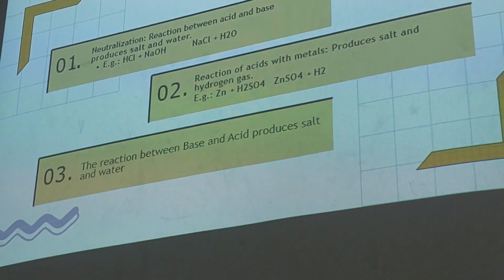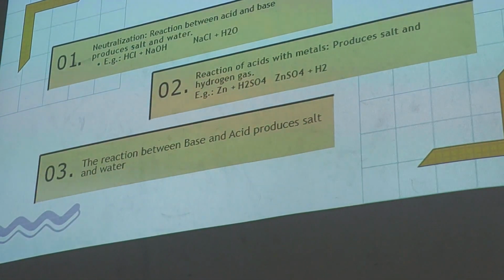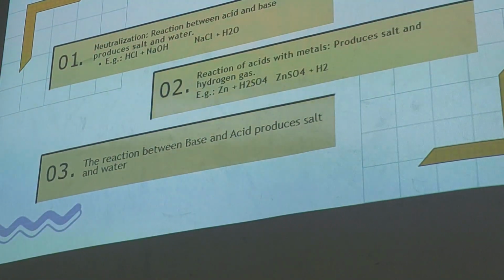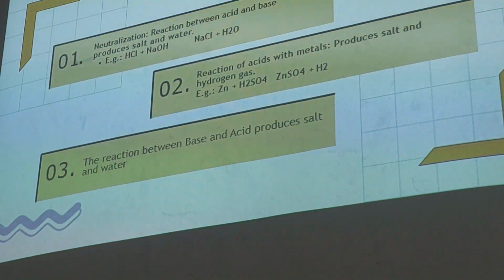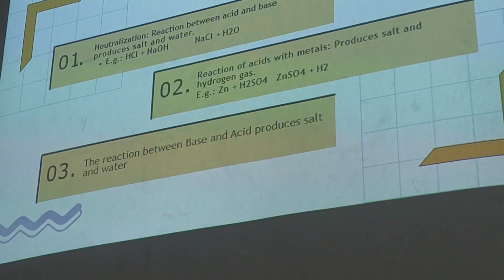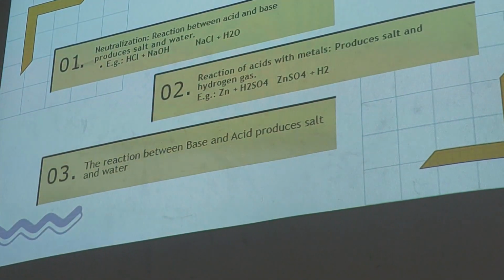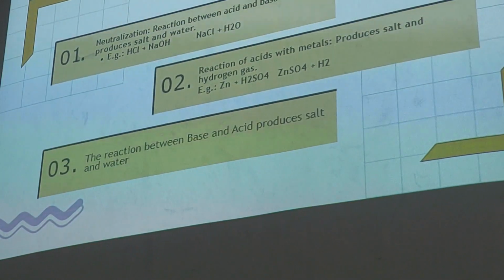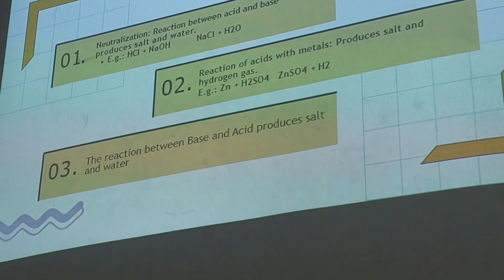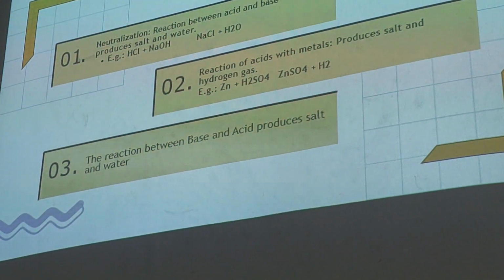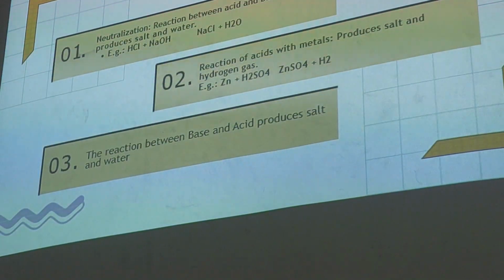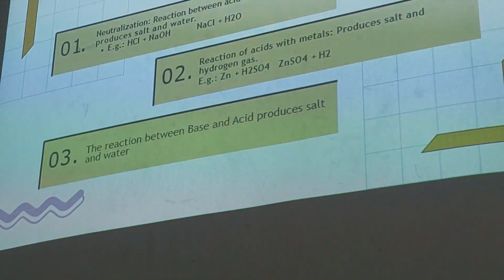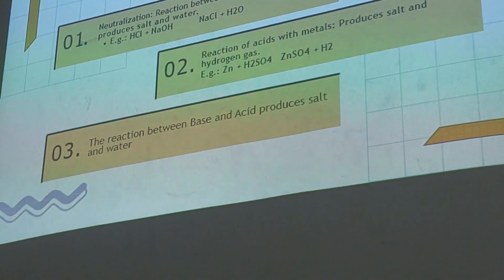And the next reaction is acid with metals. Acid with metals produces salt and hydrogen gas, like zinc plus sulfuric acid becomes zinc sulfate plus hydrogen.